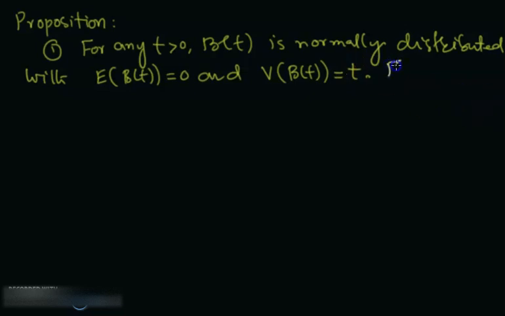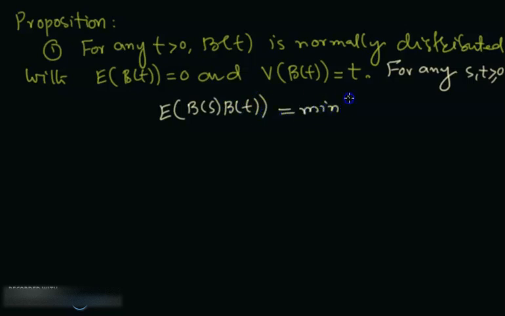Similarly, for any s and t non-negative, we have the expectation of B of s times B of t is equal to the minimum of s comma t. So Brownian motion is normally distributed with expectation 0 and variance t. So this is one property.